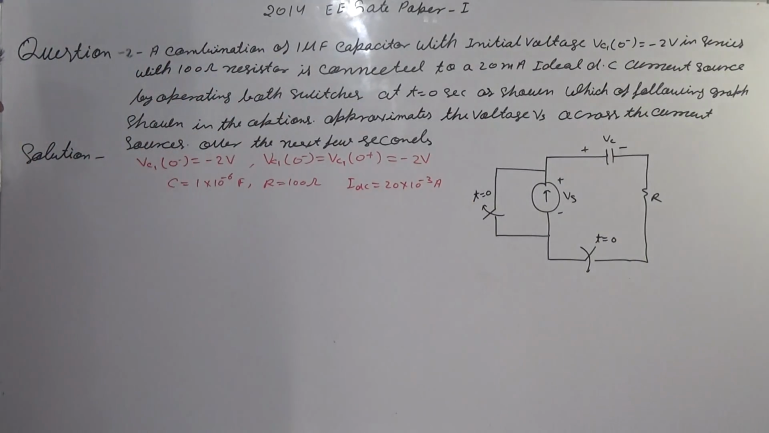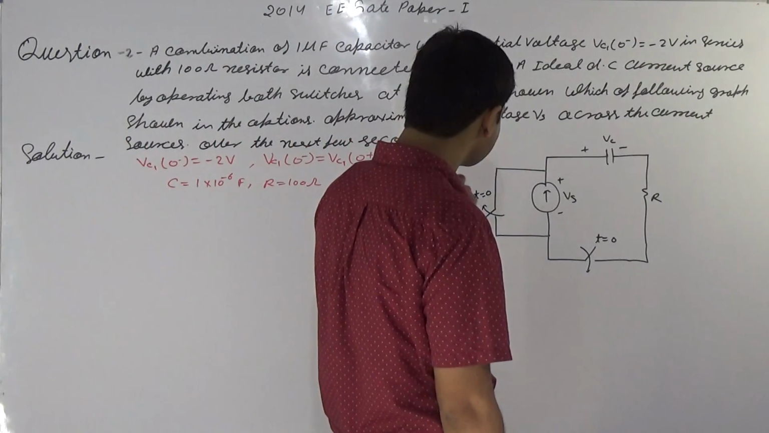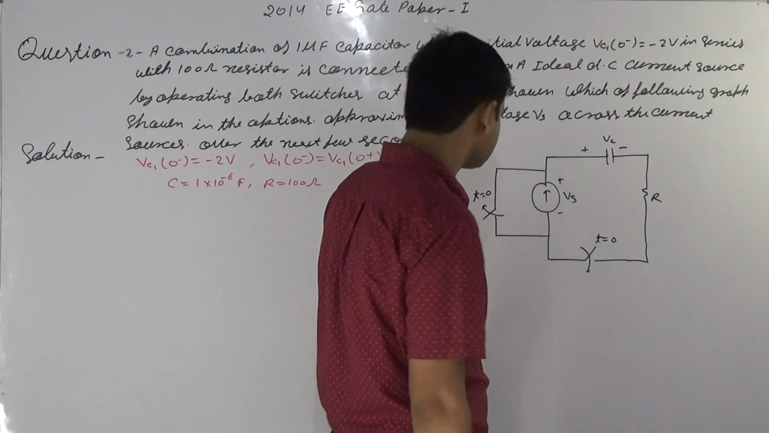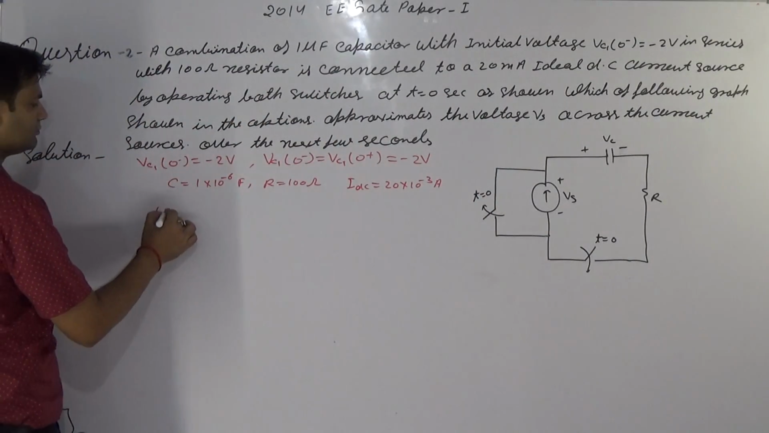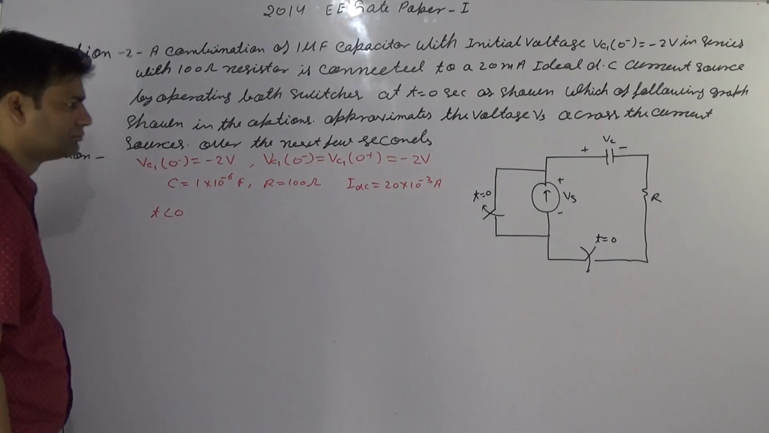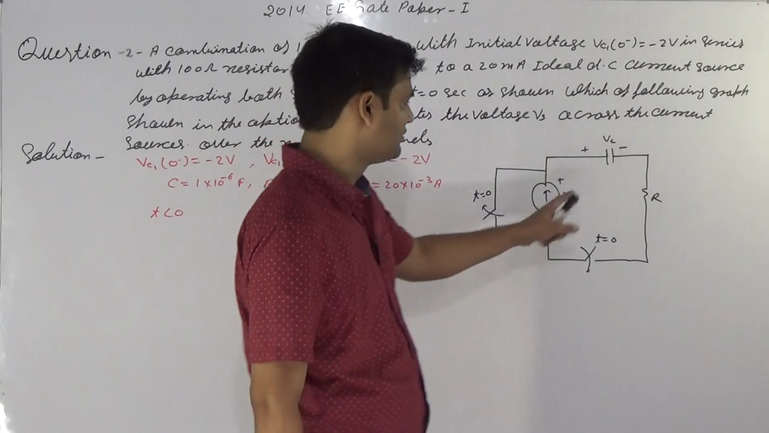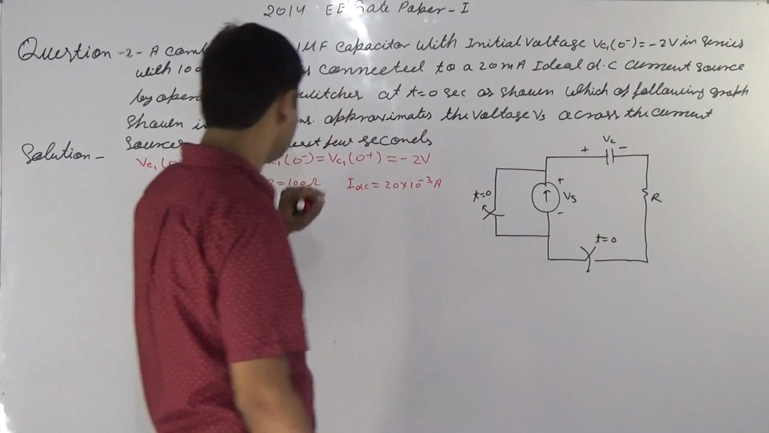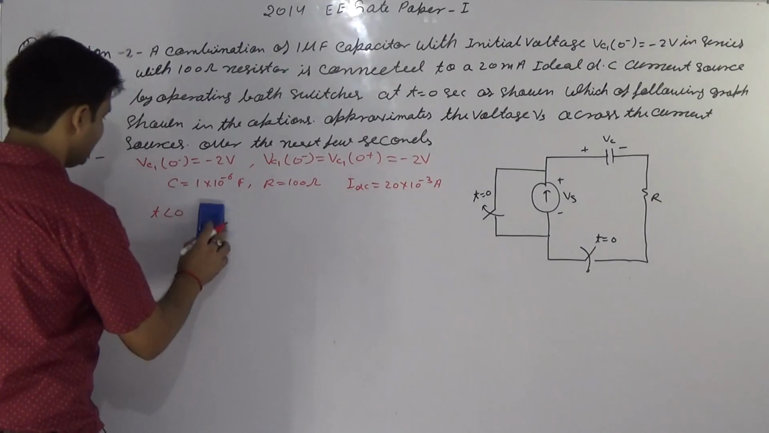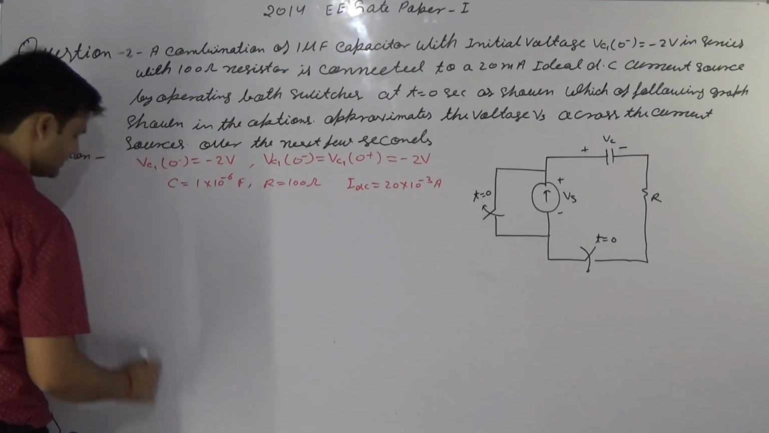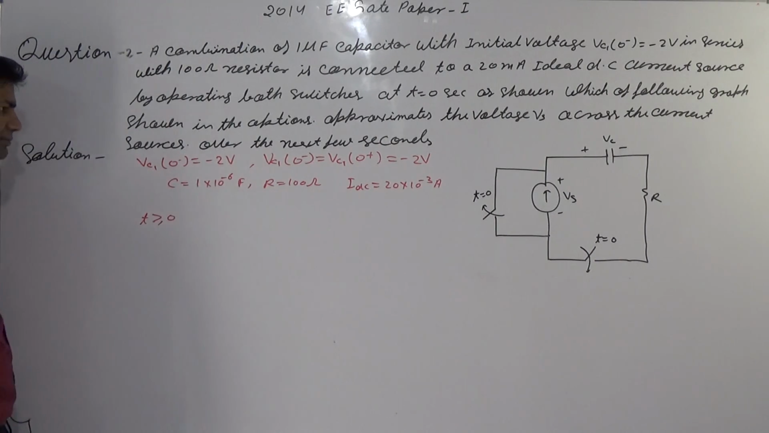By operating both switches at t equal to 0 seconds, we consider t less than 0. Vc(0) is already given, so I'm not interested in t less than 0; I'm interested in t greater than or equal to 0.